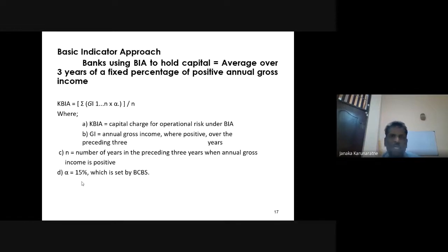Clear? You take the positive, and all these are defined. What do you mean by positive or gross annual income? You take the gross annual income of a particular bank over the past completed 3 years, take the average and multiply by 15%. That is the capital charge required under Basel II for operational risk. So, a very simple approach.